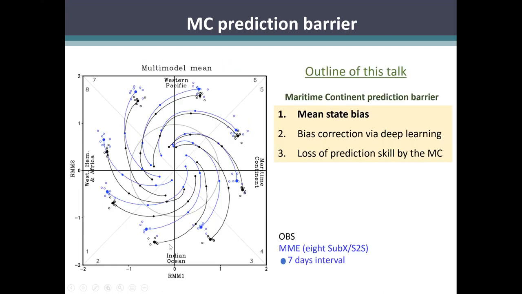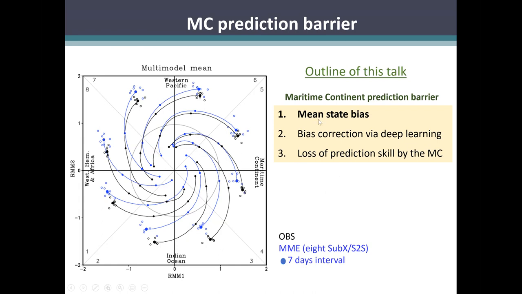And here's another view of this quick decay signal in the earlier MJO phases. This shows the phase space diagram, which represents the amplitude and the phase of the MJO. Here the black line is the observation, and the blue line is the multimodel ensemble mean of 8 sub-X and S2S models. What you see here is that when the MJO starts in initial phase 1, 2, 3, at the beginning the initial amplitude of the MJO forecast is already decayed, which is consistent with what Frederick showed.